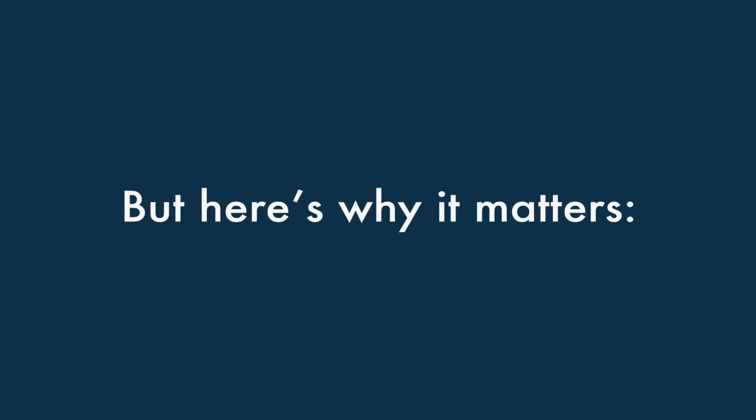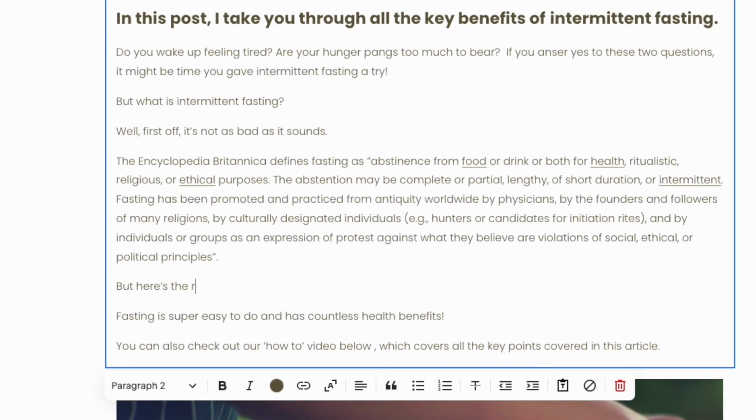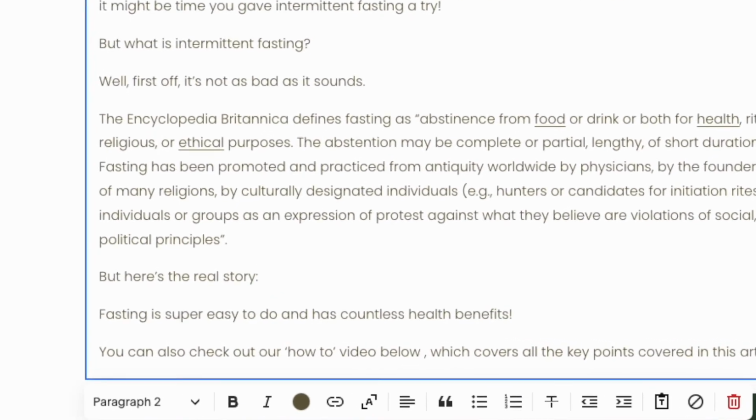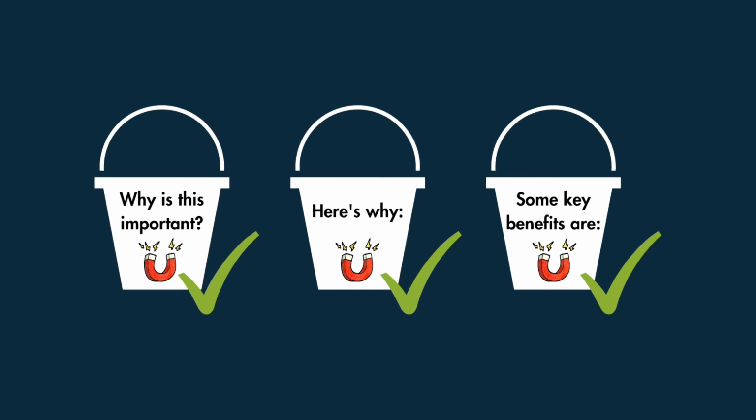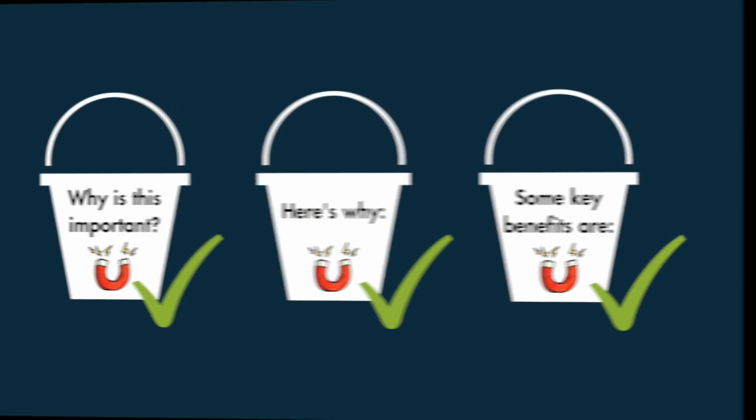For example, what's the best way to do this? Here's the story. It gets worse. But here's why it matters. The trick is to insert bucket brigades into sections of your content where you think people might be losing interest. A good bucket brigade can pique it again.